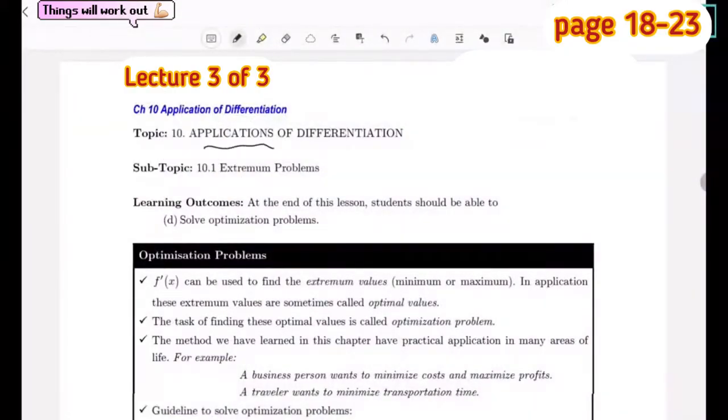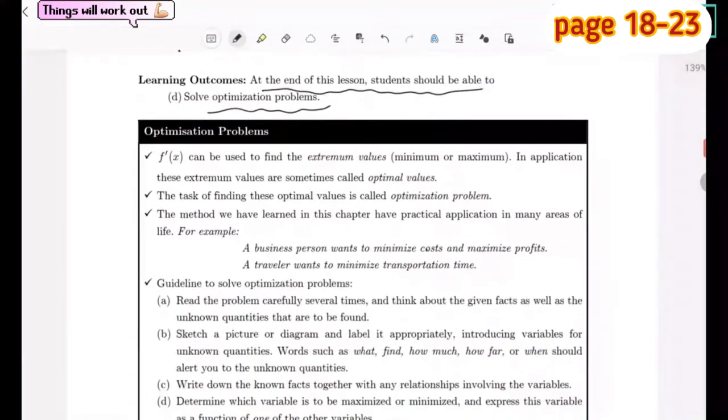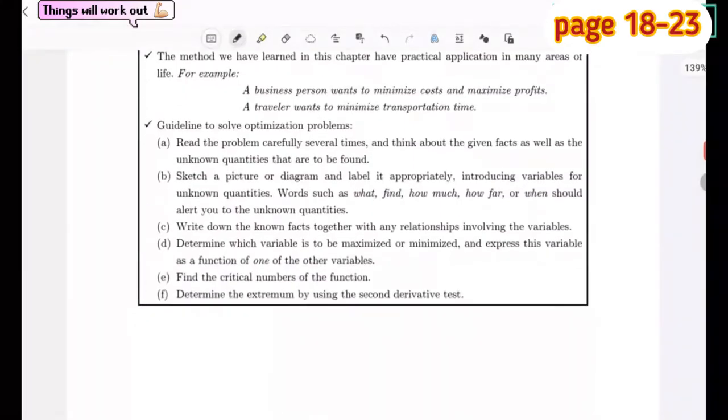Applications of differentiation. At the end of this lesson, students should be able to solve optimization problems. The steps to solve optimization problems: first, you need to read the problem carefully, sketch a picture or diagram, and write down the known facts together with any relationships involving the variables. Meaning you have to take out all the information.